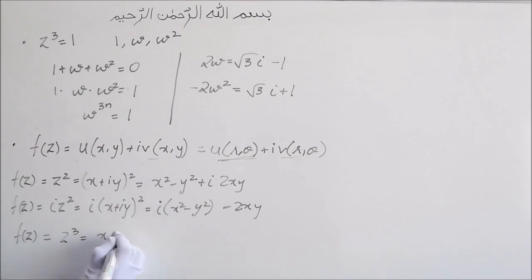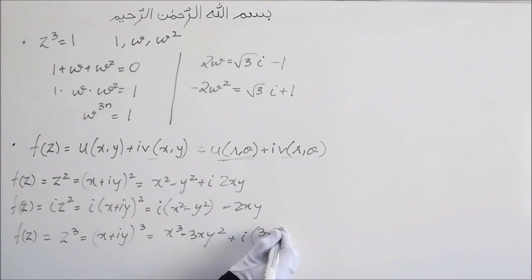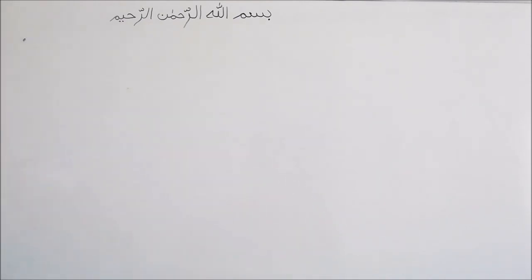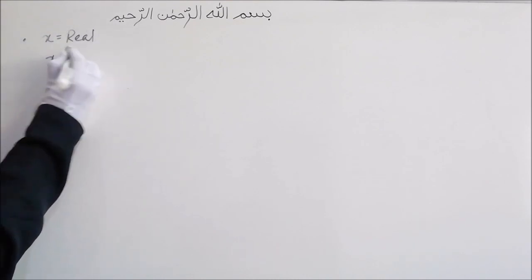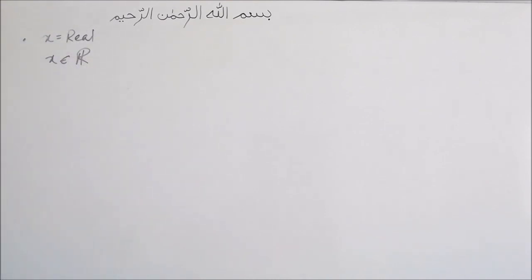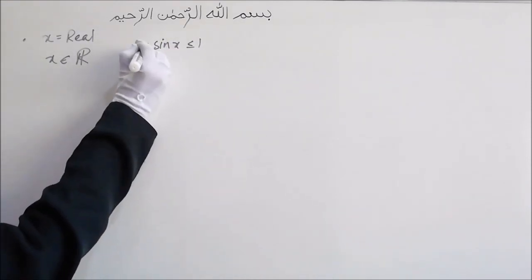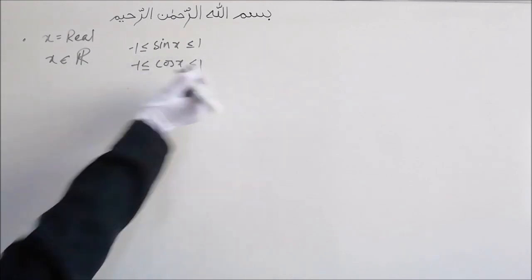If f of z is equal to z cube, that is x plus i y the whole cube, then the real part is x cube minus 3xy squared and the imaginary part is 3x squared y minus y cube. You can also prove these on your own. We all know that if x is a real quantity, that is if x belongs to the set of real numbers R, then the range of sin x is from -1 to 1 and the range of cos x is also from -1 to 1.